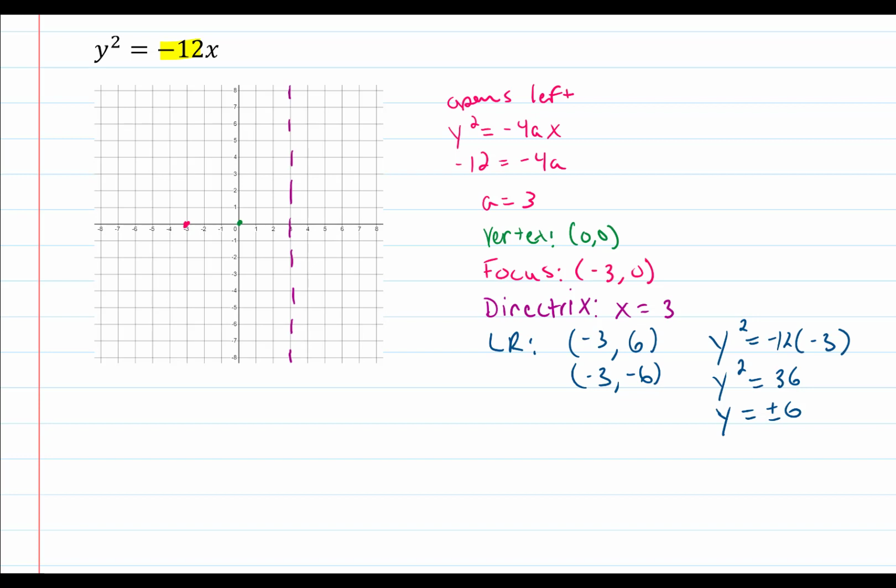We now plot these points on the coordinate plane in order to have the 3 points needed to graph the parabola and also determine how wide or how narrow that parabola is. And so this is the graph of y squared is equal to -12 times x.